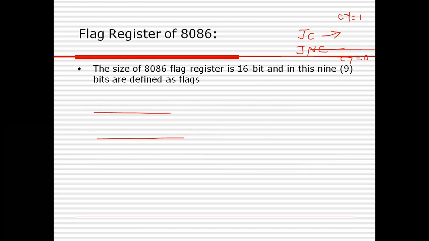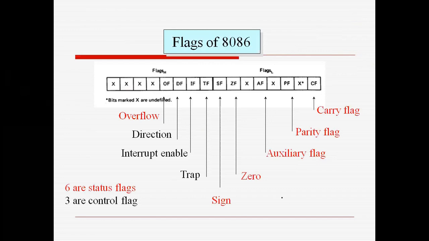So go back to the slide. What are the 6 conditional flags? The carry flag, parity flag, auxiliary carry flag, zero flag, sign flag, and the overflow flag. These are the 6 conditional flags, used to reflect the result of an arithmetic and logical operation.